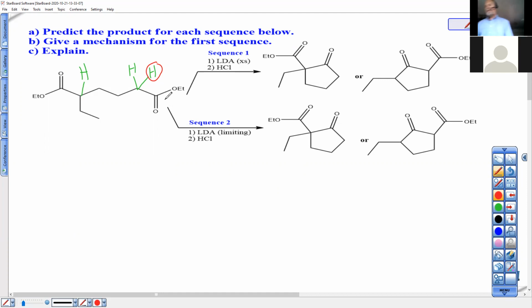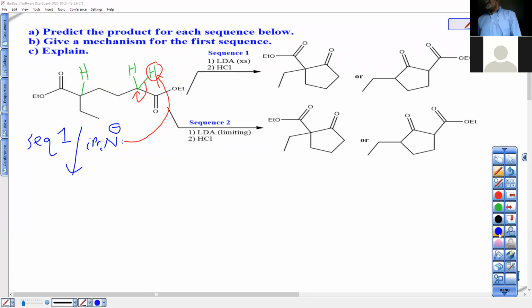And when there's an excess of LDA, this is sequence 1, give a mechanism for the first sequence, might as well do it. Sequence 1, you've got your N minus with 2 isopropyls, grabbing that alpha H, and that's the end of step 1. The species you generate is this one.